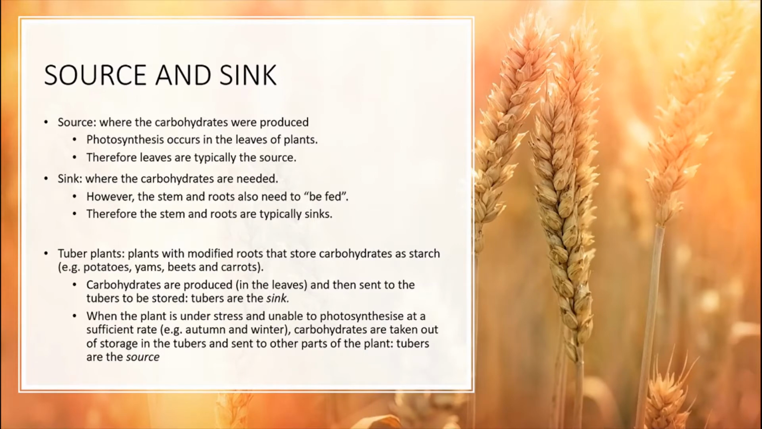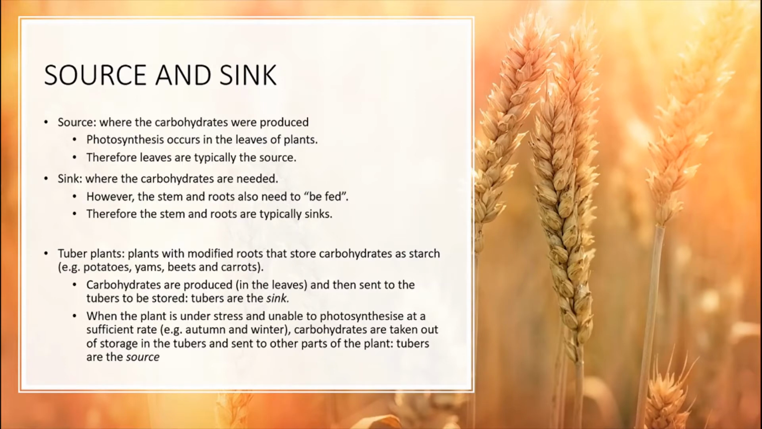Let's have a look at other conditions though. If the plant is under stress conditions and is unable to photosynthesize at a sufficient rate, for example, during autumn where there's a reduced number of leaves, or during winter where the period of sunlight is a lot less than in summer, in such conditions, carbohydrates are then taken out of storage. So they're taken out of, for example, the potato and then sent to other parts of the plant. So in this sort of situation, our tubers are the source.